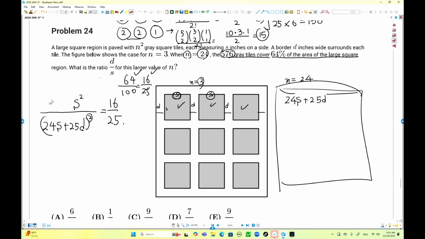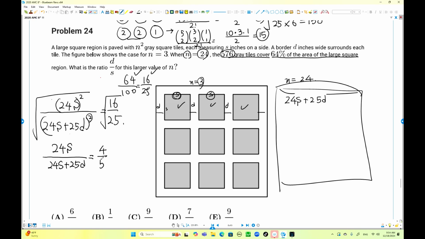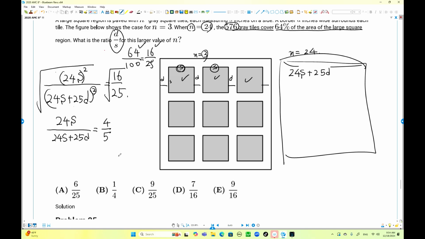We know 576 is 24 squared, so it's 24 and s squared, isn't it? So you can take the square root. What I got: 24s over (24s plus 25d) equals 4 over 5. You're going to find d over s, so find the relation between d and s.